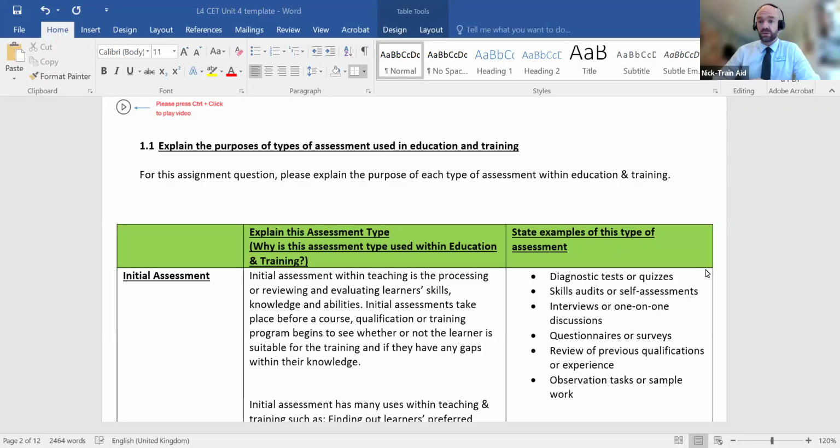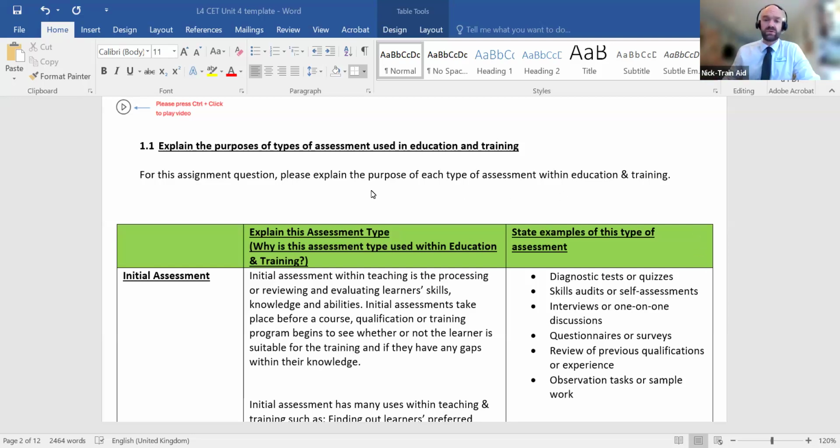In today's video, we are looking at the Level 4 Certificate in Education and Training and understanding how to complete the first question of the assignment. This is question 1.1. Explain the purposes of types of assessment used in education and training. So for question 1.1, this assignment question is looking at the different types of assessment that we have within our teaching and training. We have initial assessment, we have formative, summative, and also holistic assessment. So those are the four main types, and we are going to investigate each of them.